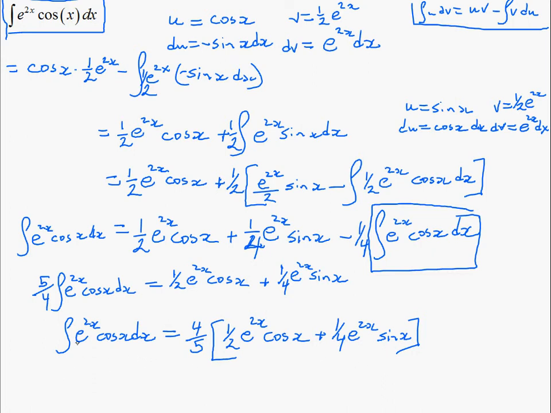So we could multiply in here with the 4 over 5. Let's do that to at least simplify the answer fully. We get 2 over 5 e to the 2x cosine x plus, 4's cancel, 1 over 5 e to the 2x sine x. And since we've finished integrating now, we're going to add our constant of integration, so plus c.